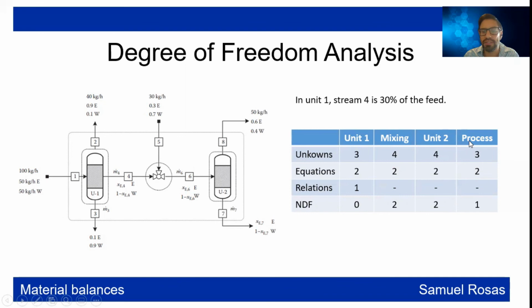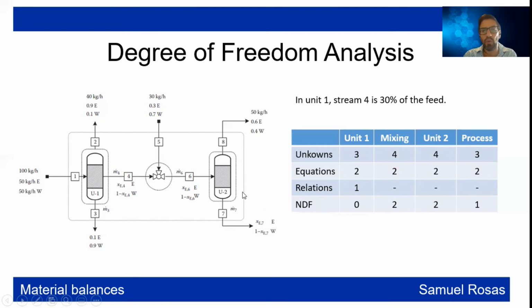And then for the whole process, this complete box, you will have these unknowns. Let's say you don't know M7, you don't know M3, and you don't know XE7, so those are the 3 unknowns. You can build up 2 equations, and it's going to be 1 degree of freedom. So in this case, you will start with unit 1. With unit 1, you can get M4, XE4, M3, right? And once you have this, then you can proceed to the whole process, and then to the mixture point or unit 2, etc.